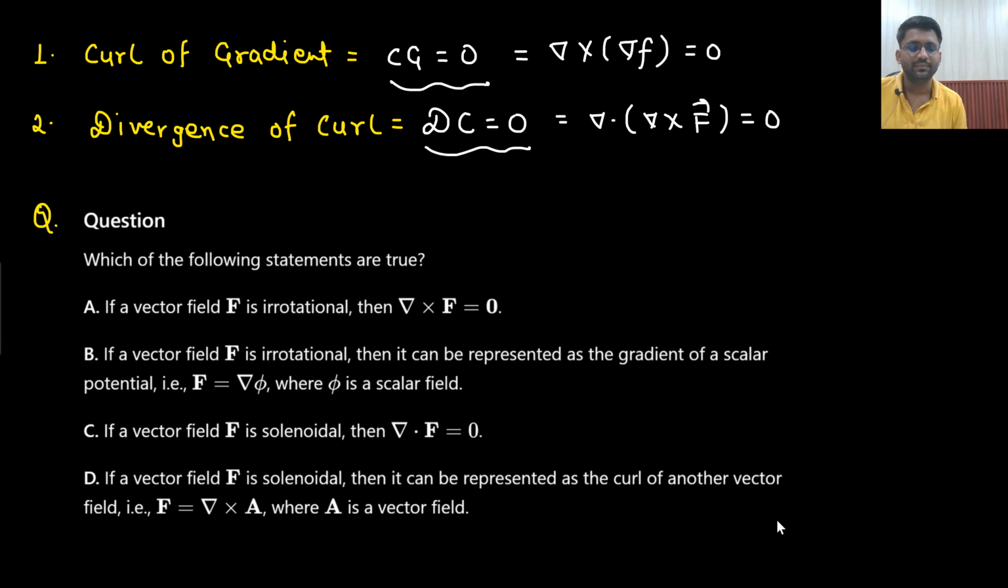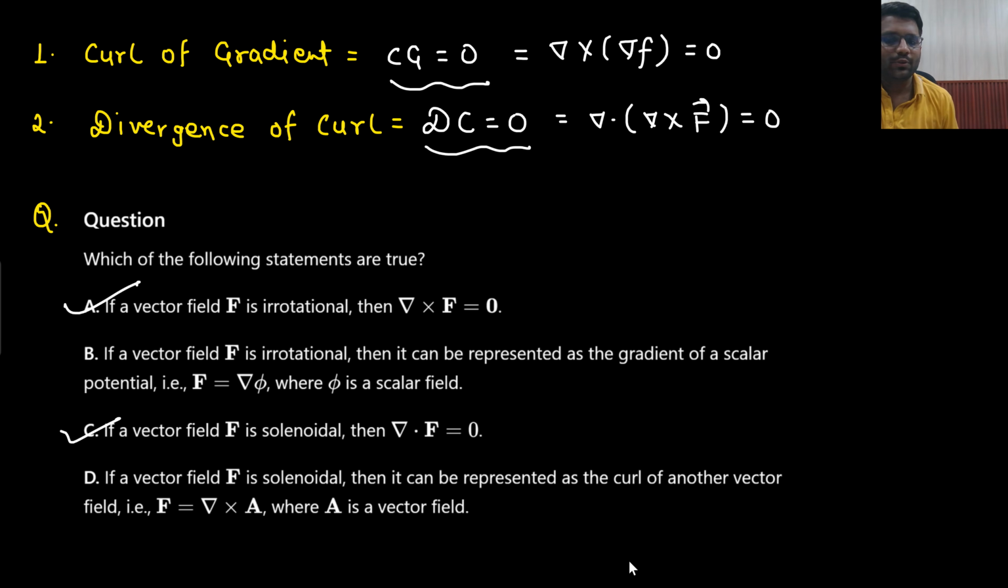Just think of it. Option B and option D are interesting. This we already know: if it is solenoidal, then it is 0. If it is irrotational, then it is also 0. B and D are interesting. So think about it and you will be able to understand. Have some patience and try solving it. Okay, let me take a break and then I will come back.